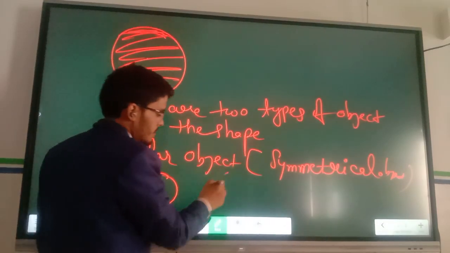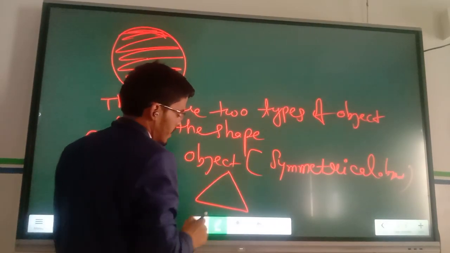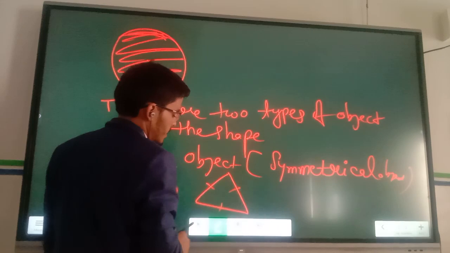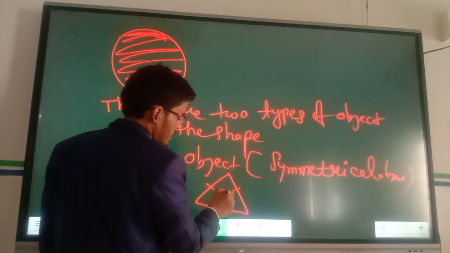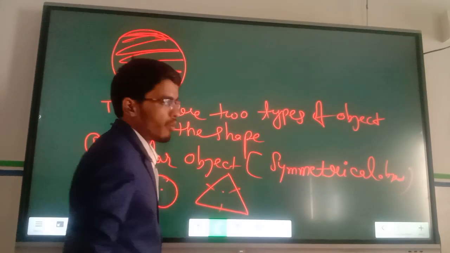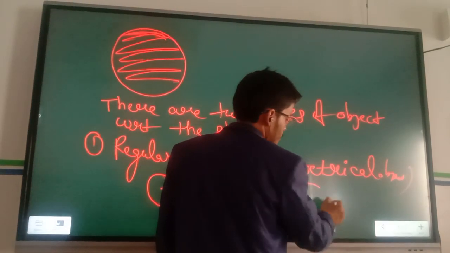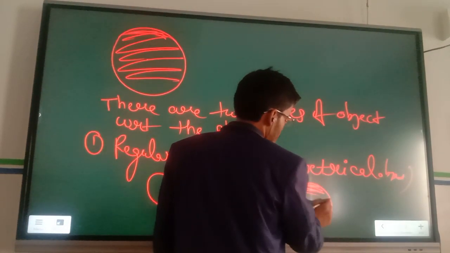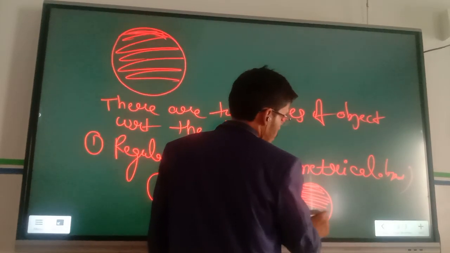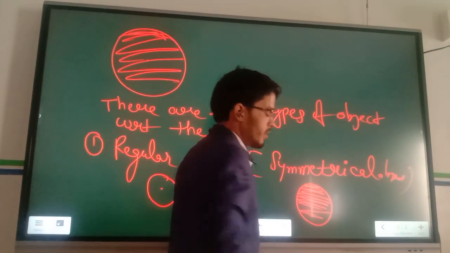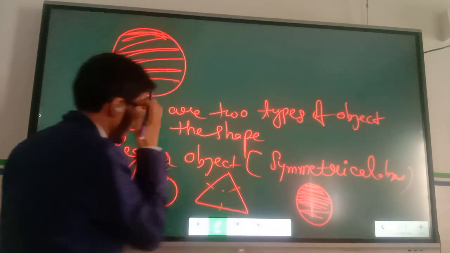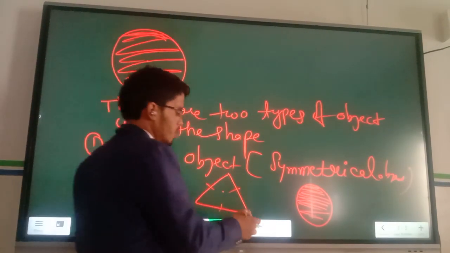Okay. Suppose we have a triangle, an equilateral triangle. All sides are equal. So the center of mass is basically the centroid of that object. Suppose we have a circular plate. So the center of mass is basically the center of that plate. So this is basically the regular object, like a symmetrical object.